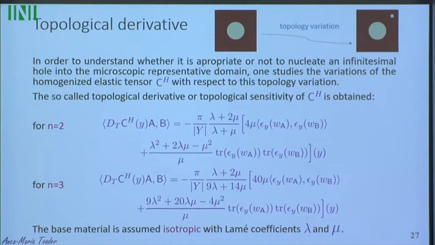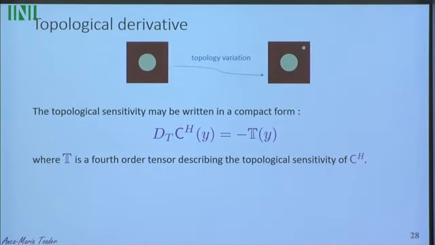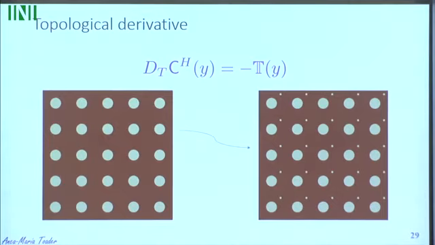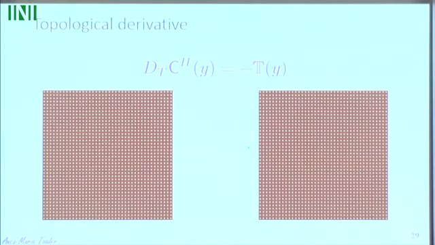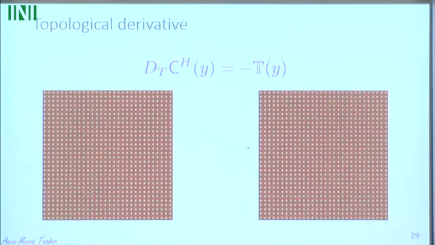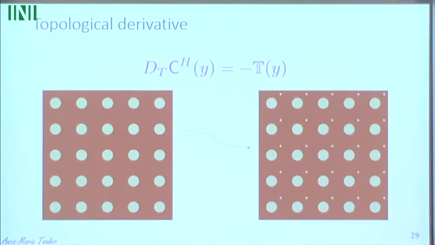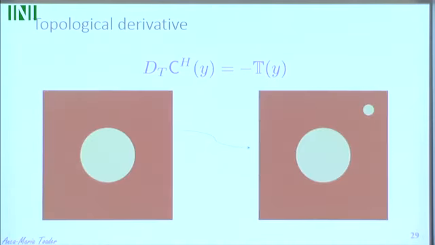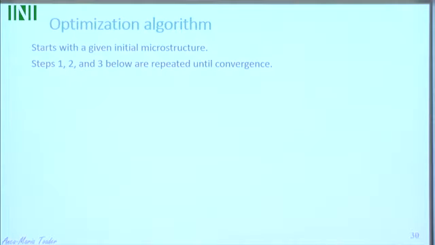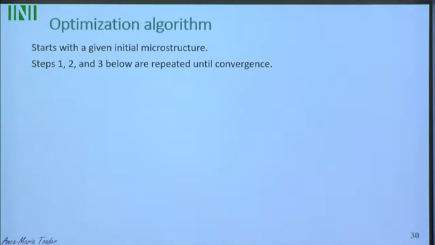Okay. So, in the same way, the topological sensitivity may be written in this compact form, where T is a 4th order tensor describing the topological sensitivity of the homogenized coefficients. And here is our animation to give an idea of how this influences the homogenized tensor. And now about the optimization.